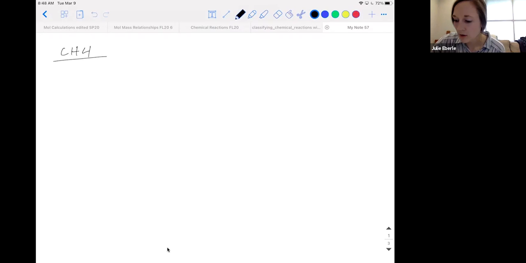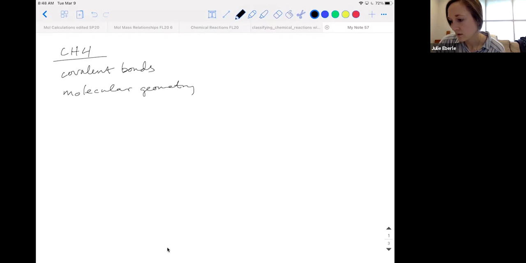This was covalent bonds. What else did we have from chapter 4? Molecular geometry was one Rachel mentioned. Lewis structures.